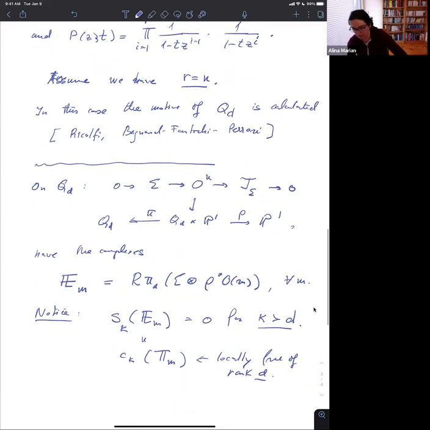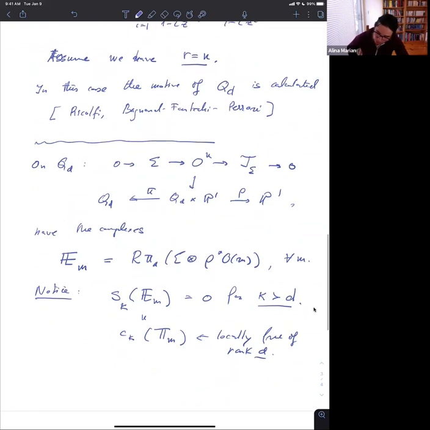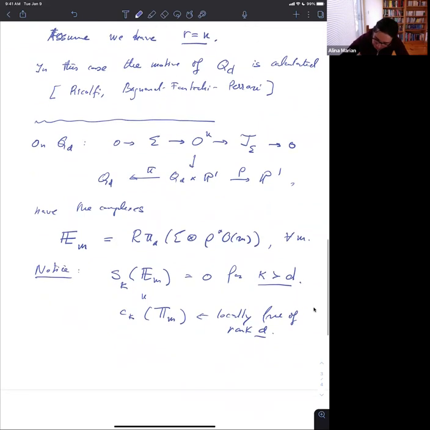And so one thing that one can ask is, do these vanishings, do the Segre vanishings generate the ideal of relations?